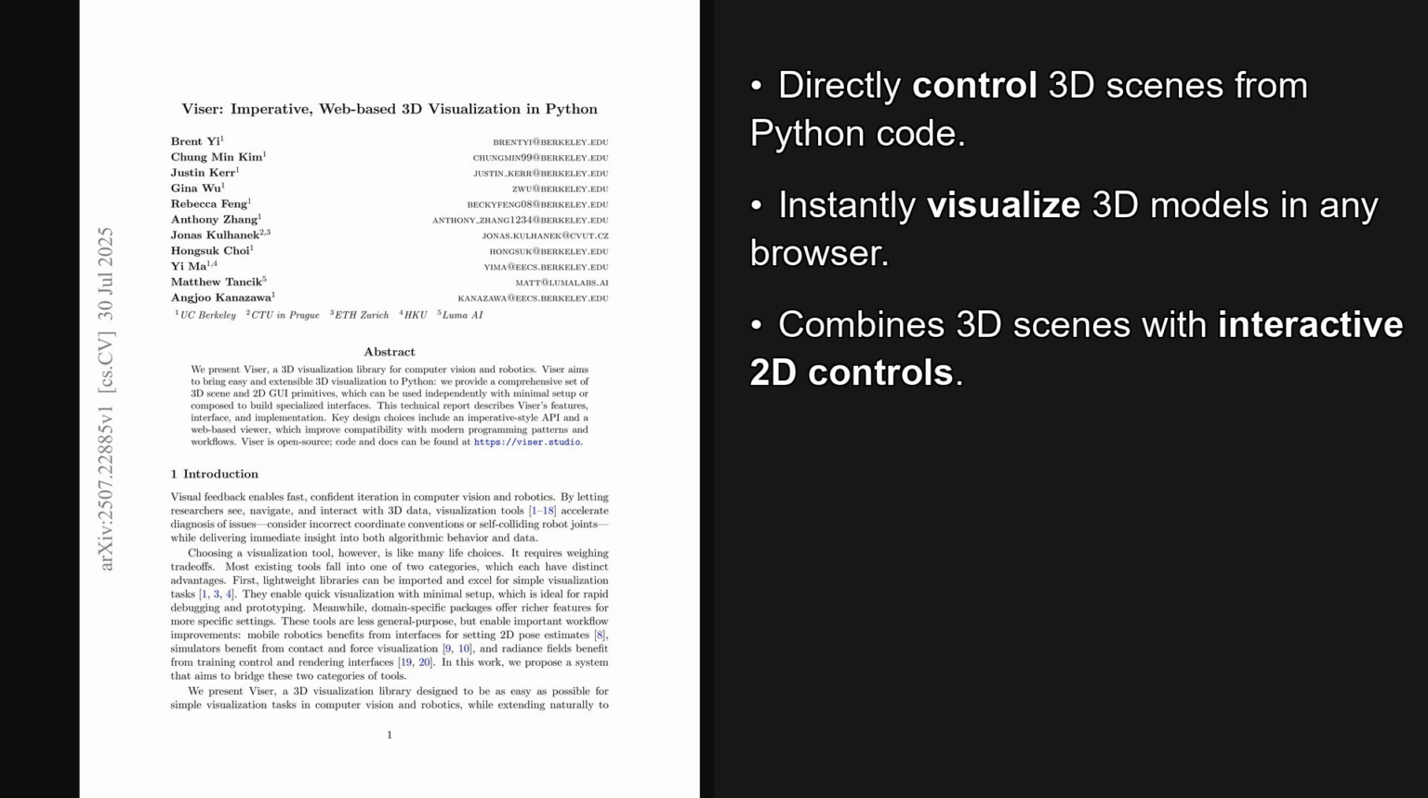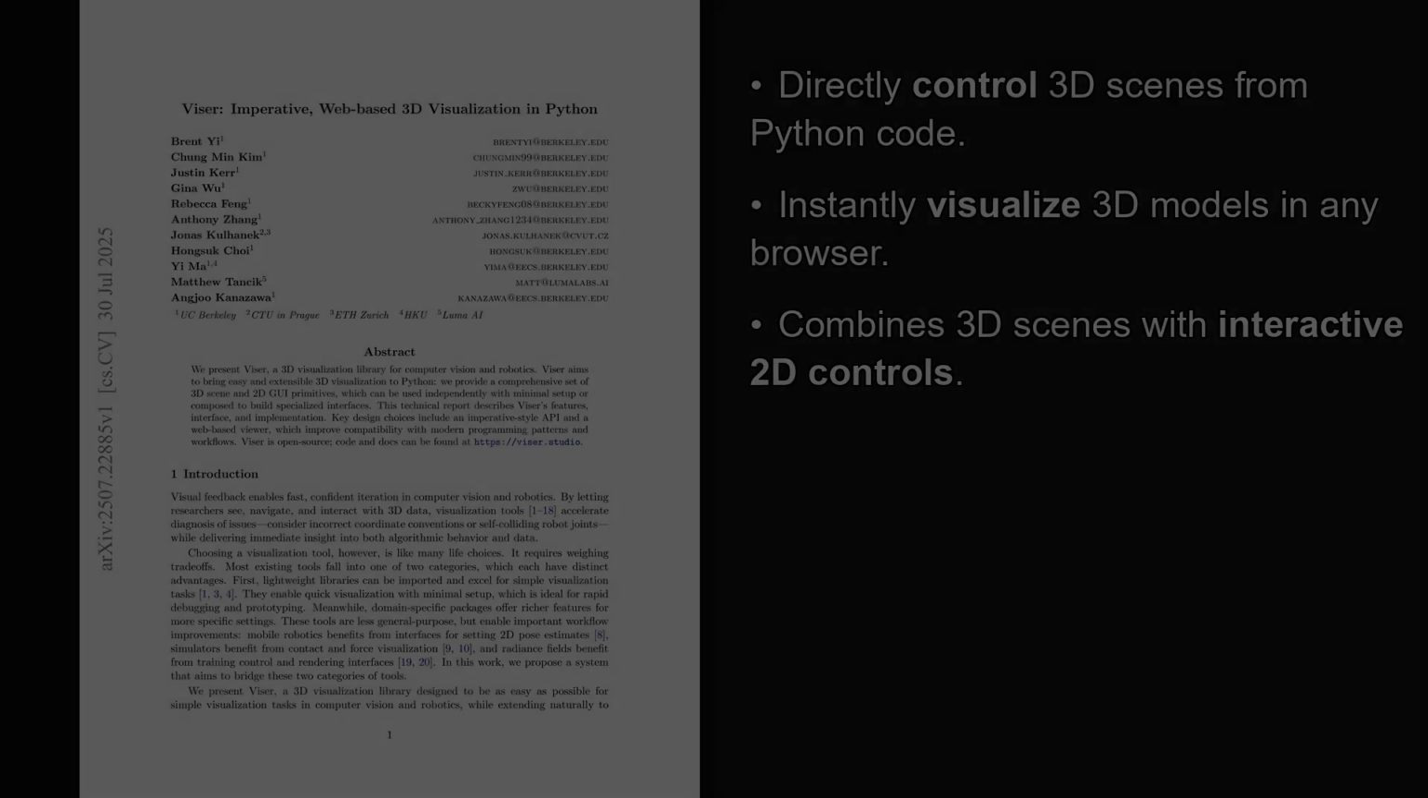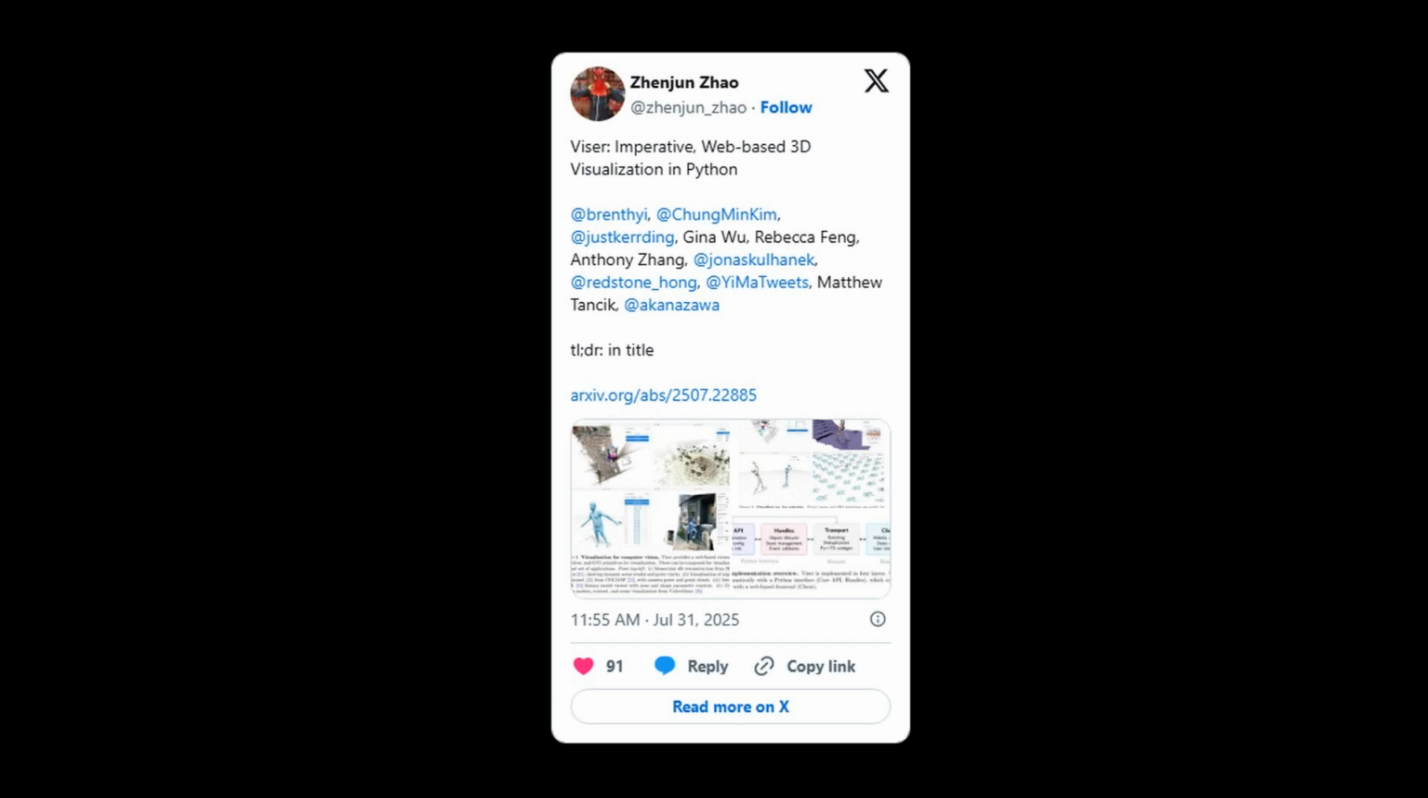The paper is titled Viser Imperative, Web-Based 3D Visualization in Python, and it aims to make debugging and understanding complex 3D models much easier. It does this by combining a powerful set of 3D and 2D tools with a web-based viewer, all controlled through a straightforward programming style that should feel natural to Python developers. And it's already getting some nice attention online.